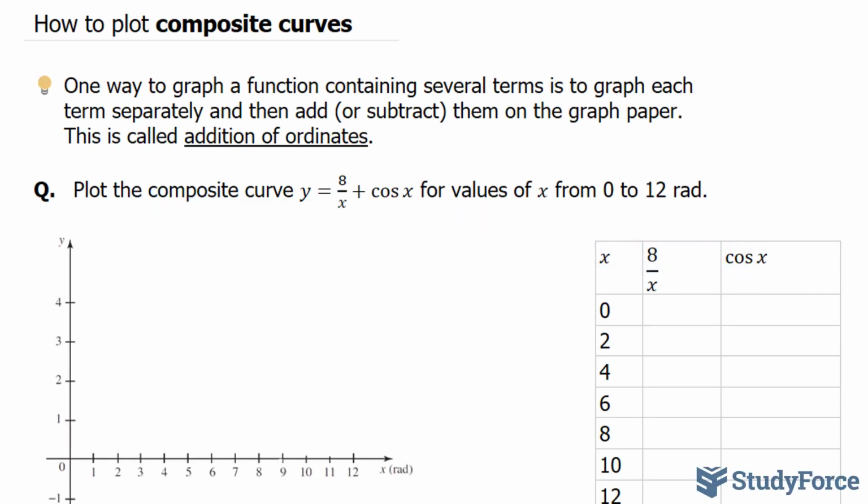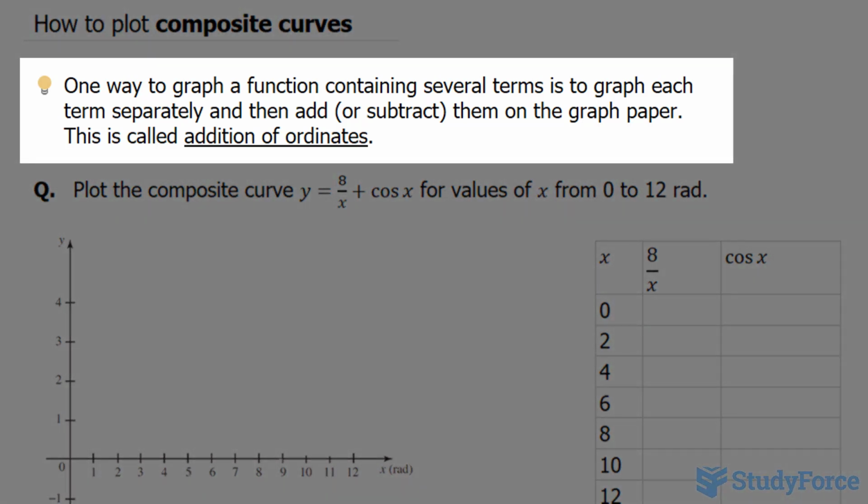In this video, I'll show you how to plot composite curves. One way to graph a function containing several terms is to graph each term separately and then add or subtract them on the graph paper. This is called the addition of ordinates.